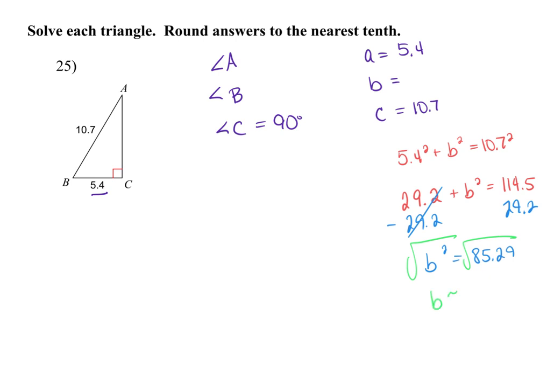So b is approximately, to the nearest 10th, 9.2. All right, so we have a, b, and c. All right, here's the thing. I am now solving for an angle, so I'm going to start with angle A.